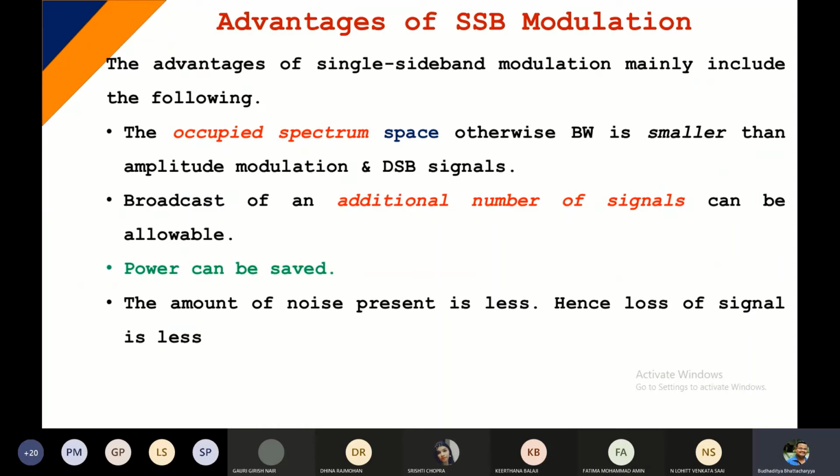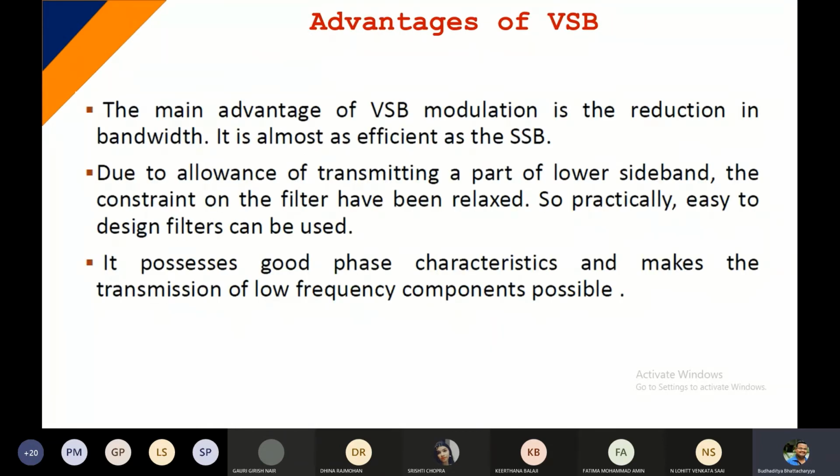One of the things is that we have found out the disadvantages of SSB because of the high filter requirements and all. But what are the advantages of SSB? One of the biggest advantages that we have already calculated is that the occupied spectrum space is smaller, and also power can be saved significantly. That's why we have seen that the improvement is happening. And the disadvantage we have already mentioned.